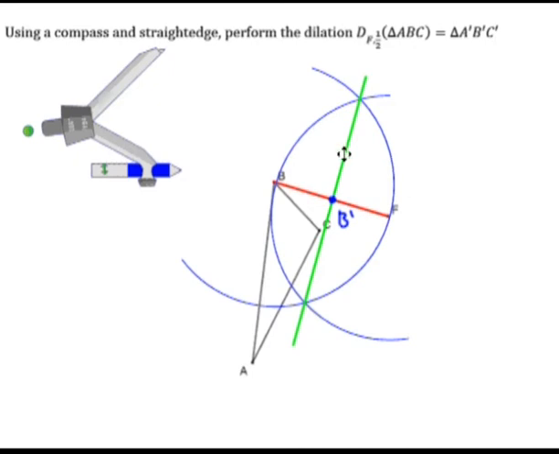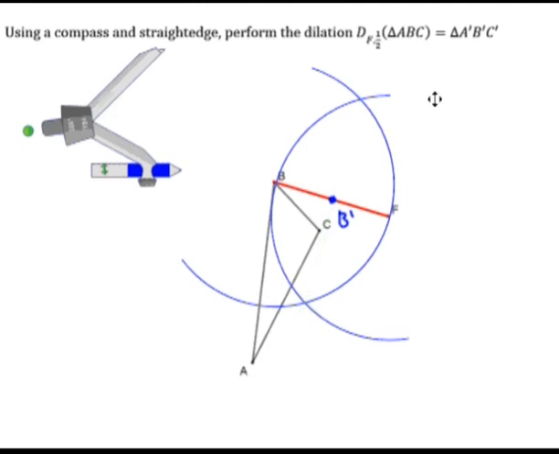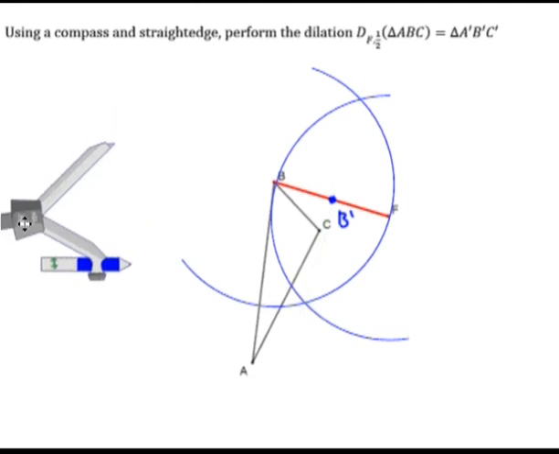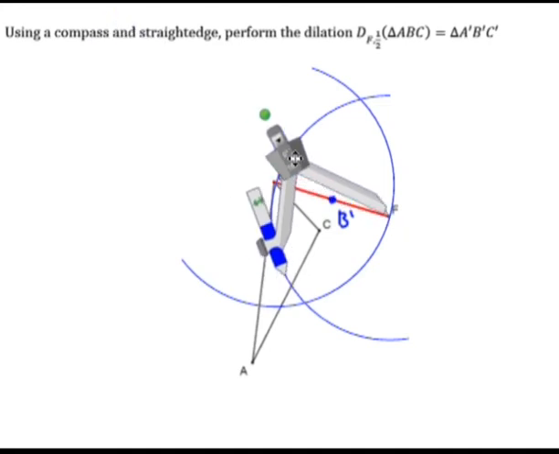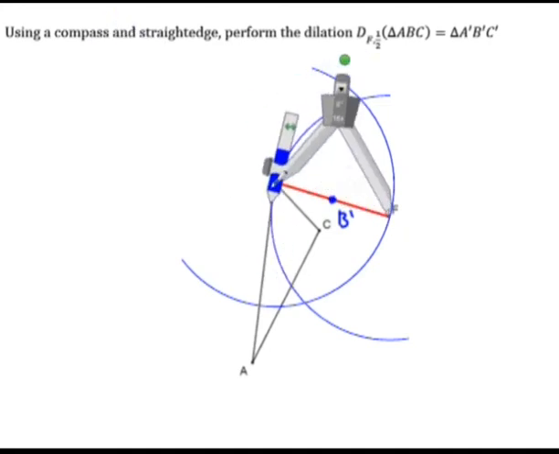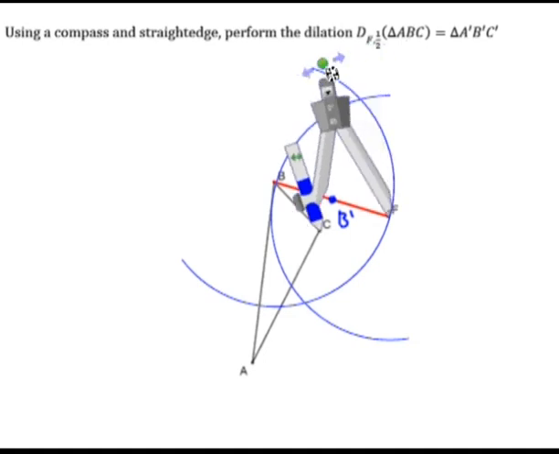So let's see if I can just erase this. I'll just do this each time and erase that. Okay, so then we're going to do the same thing for C and then the same thing for A. So you always go from the center of dilation, so you're placing the clear piece on F, and then open it up. Let's do C.